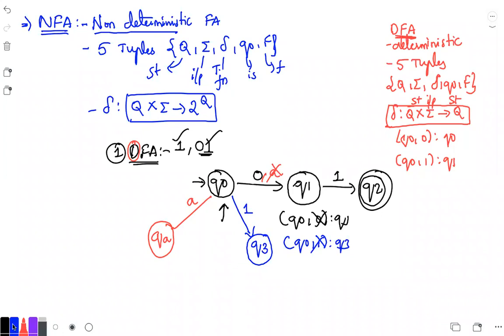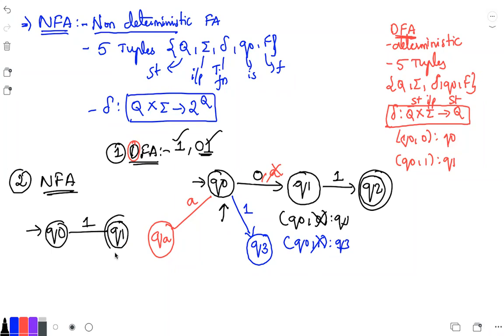Coming to NFA, the second machine. Watch this very carefully, guys. NFA, I can have like this. So Q0, the same. In order to accept the string 1, Q1, this is the final state. If I want to make it 0, 1, I can write like this. Now see, Q0 on 0, it is going to Q0. And Q0 on 1, it's Q1. And Q0 on 1, it's also going to Q1.